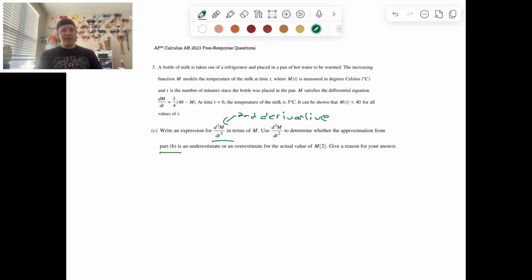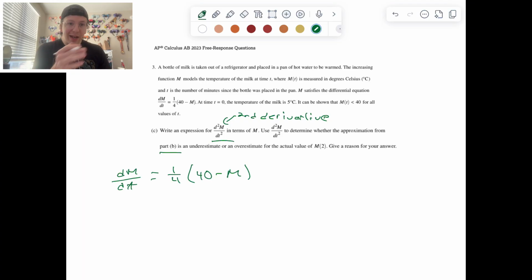All right, so let's take the second derivative. Let's start with my first derivative, dm/dt, which is just given to be 1/4 (40 minus m). I can clean that up a little bit, right? I can distribute that 1/4 in. So I would really get 1/4 times 40, which is 10, then minus 1/4 m.